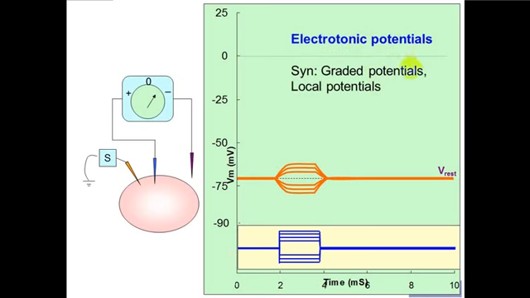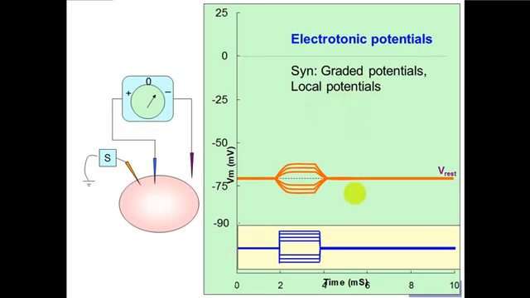Electrotonic potentials are also called graded potentials or local potentials. Why are they called graded potentials? Because the responses are graded in relationship with the stimulus strength. Why are they called local potentials? Now we'll discuss this aspect a little later again.